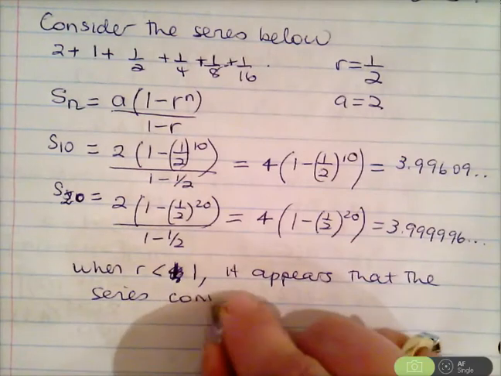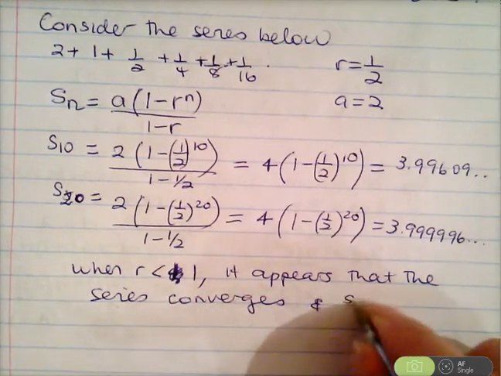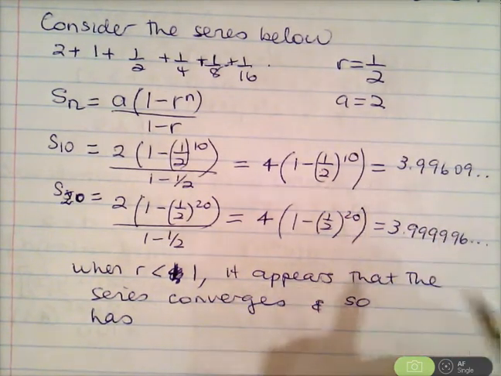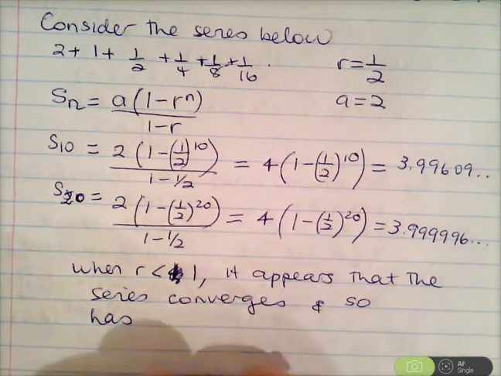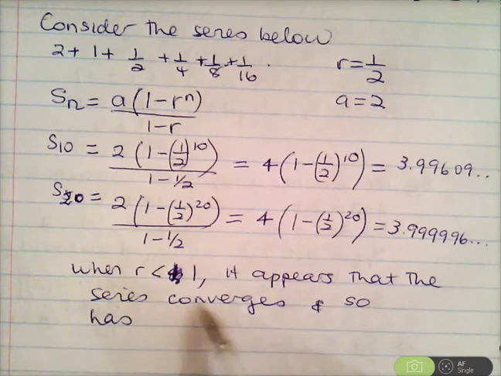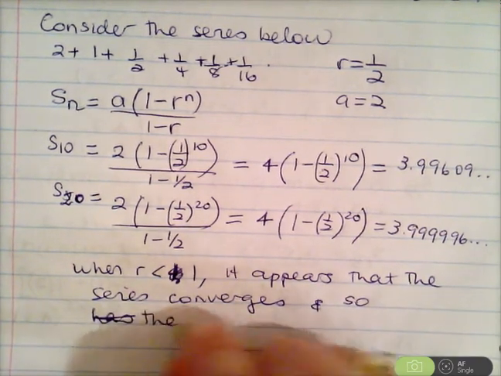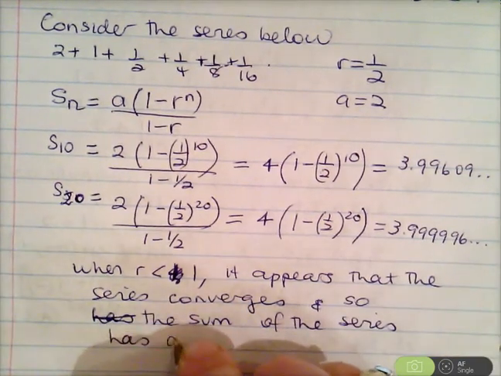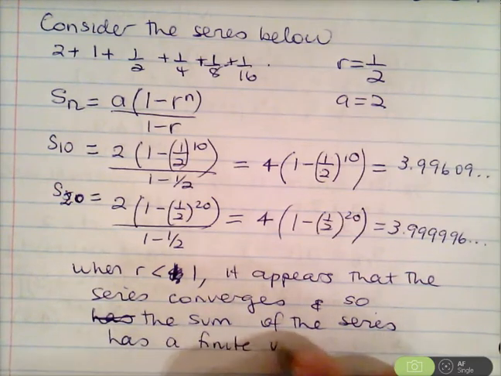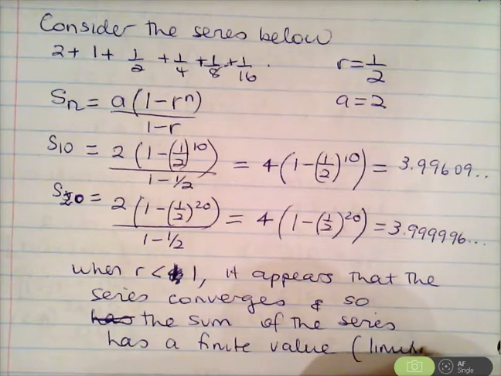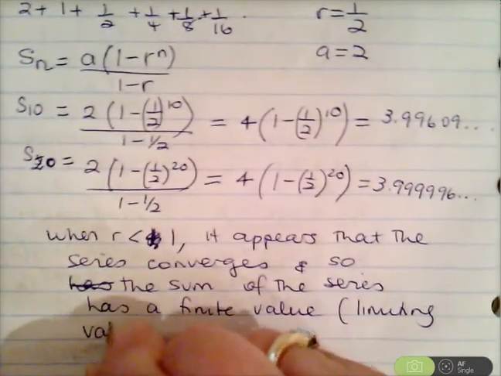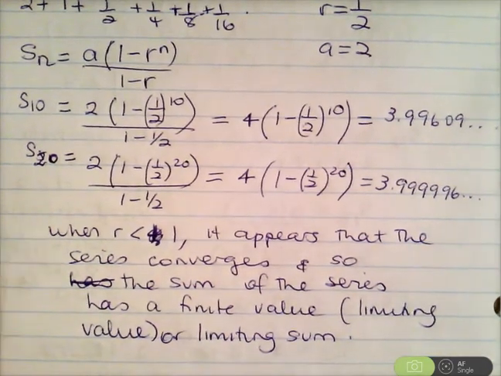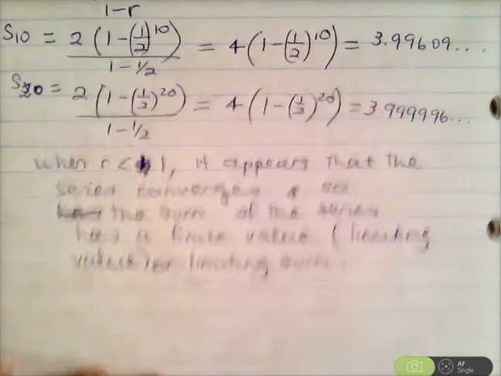So the series converges, and we can see that as n gets larger, the sum of the series approaches a certain value. So the series converges, and so the sum of the series has a finite value, or a limiting value. Or we can say it's got a limiting sum. Okay, so this is called the limiting sum of a series.